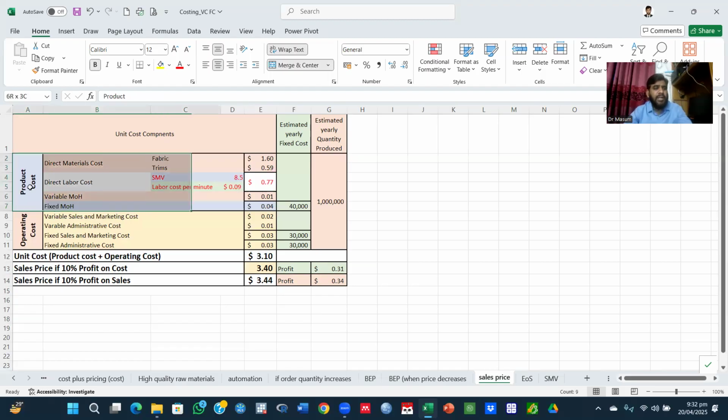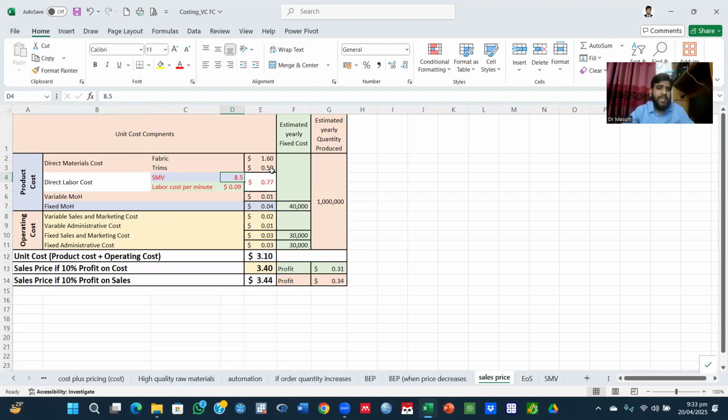So when you are calculating, say for example, your direct cost, fabric is 1.6, trims is 1.59, and you need to know SMV to calculate the labor cost, if you can remember. Your SMV is $8.5.